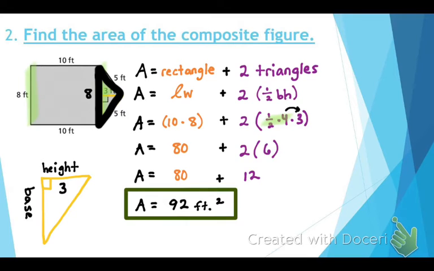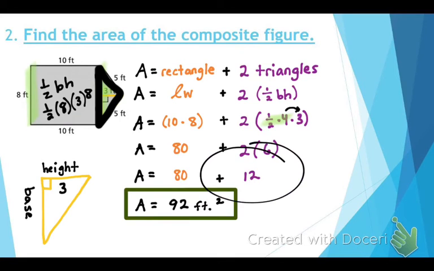Now, a few of you said that you did this as one big triangle. And if you did that, that would be totally fine because you would be finding half times the base times the height. You're finding half of the base, which was 8, and the height, which was 3. And half of 24 is 12, which is still what we had over there. So if you chose to do it as one big triangle, that's also fine, or you could do it as 2 little triangles.